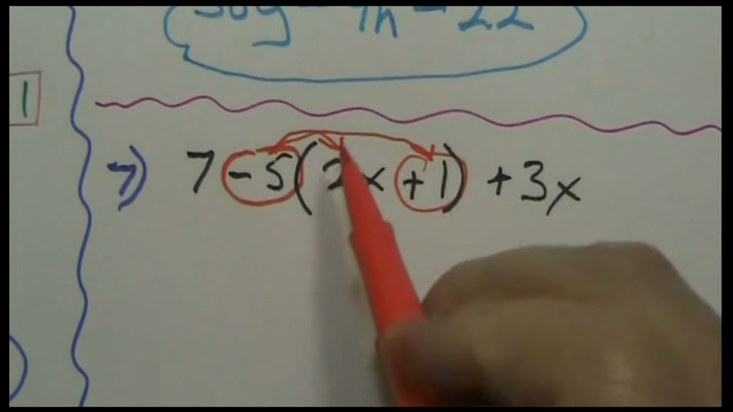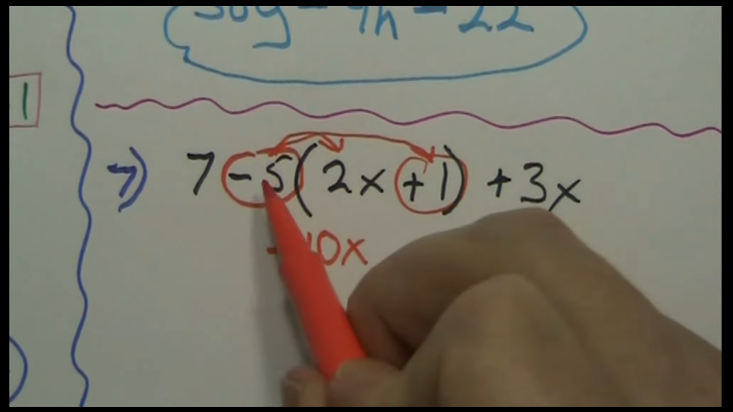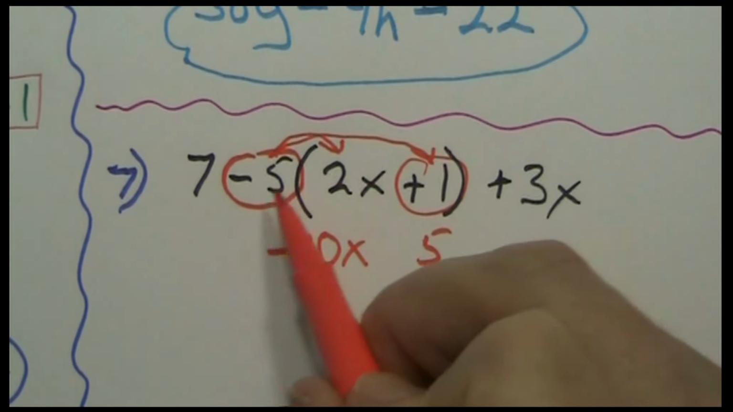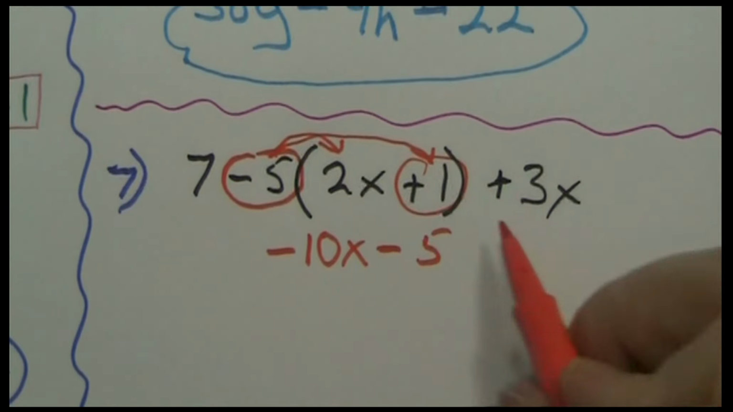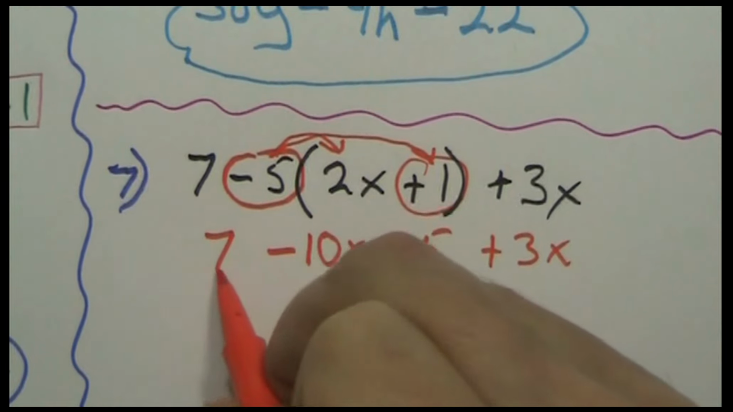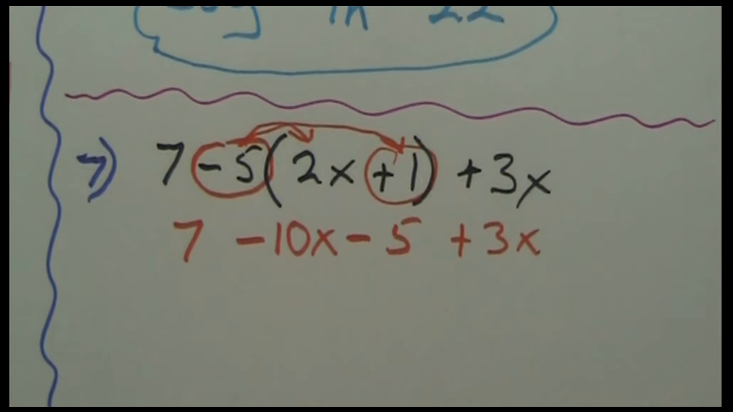So 5 times 2 is 10. And there's one negative. 5 times 1 is 5. And there's one negative I'm using. And then I'll bring the rest of it down. Some people forget to do that. Now you can combine your like terms. I'll pause just for a second in case you want to see if you can get the correct answer.